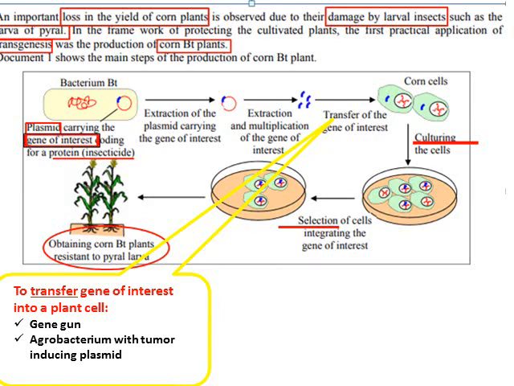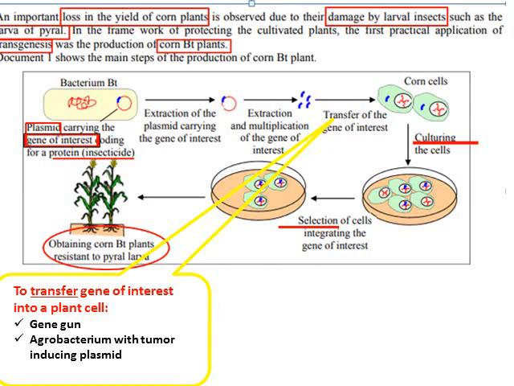So the other technique is using agrobacteria with tumor-inducing plasmid. So here we're going to use another bacteria. This agrobacteria naturally has a plasmid. This plasmid is going to cause tumor in the plant cell. So by modulating this plasmid of the agrobacteria, here we're talking about a different bacteria, different from the Bt bacteria, we can modify its plasmid to prevent it from causing tumor, but still use it to infect the corn cell. So using this agrobacteria, we can infect the corn cell with the gene of interest.